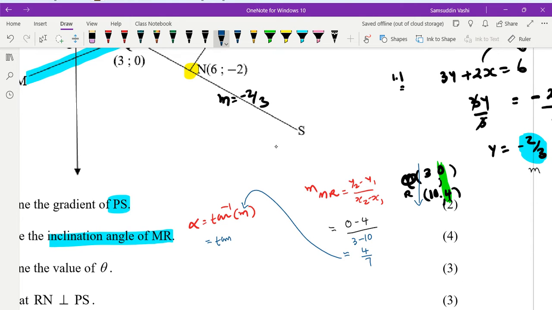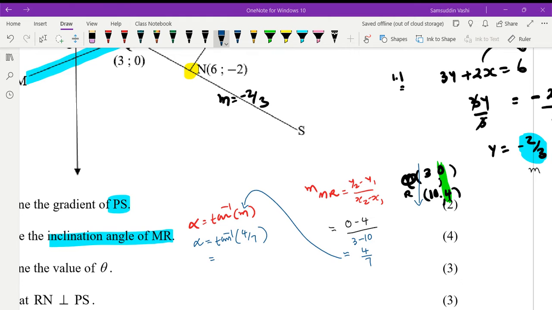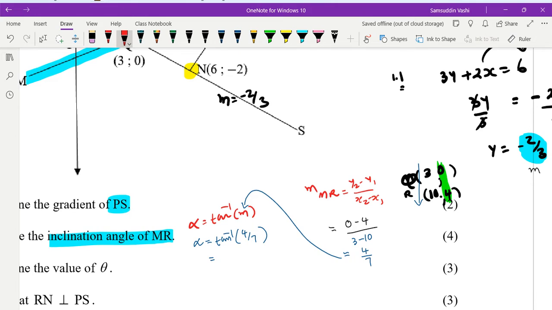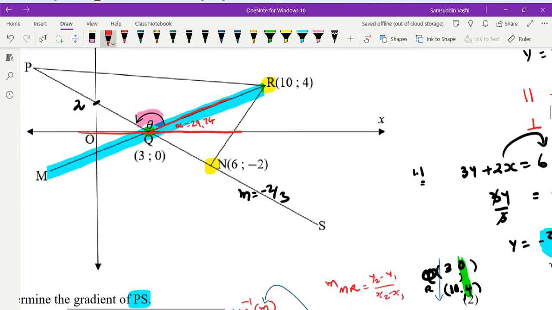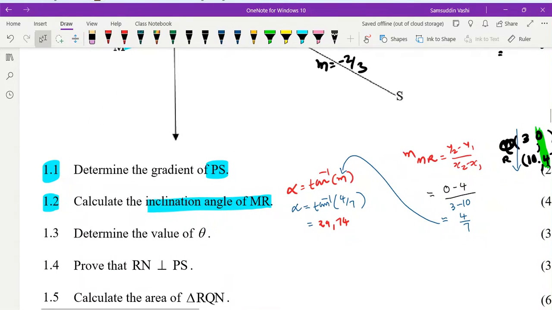So it's tan inverse of 4 over 7. Right. We use a calculator. What's my answer? Alpha equals to, give me the answer. 29.74. Okay, so I'll add that 29.74. Okay. All right, so we're done with that one, 29.74.